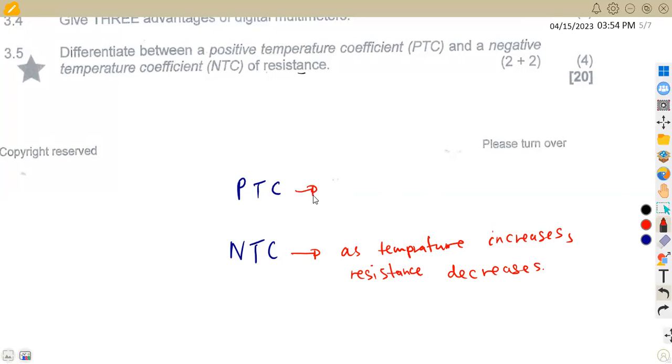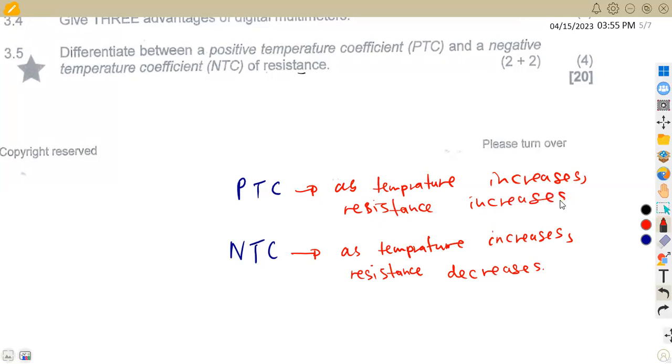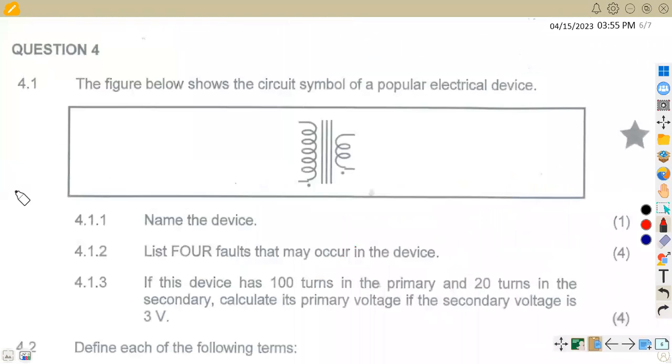All right. Then for the PTC, it is in parallel, which means as it increases, it increases. As it decreases, it decreases. So as temperature increases, resistance also increases. You can even try to do it graphically, but in this case we can just do it in theory like this. All right, so that is what you're given on question 3.5.